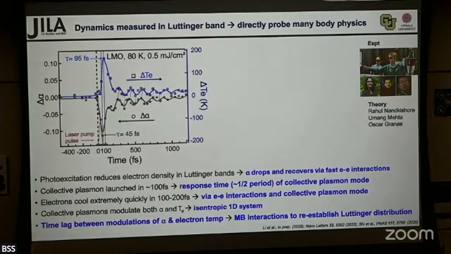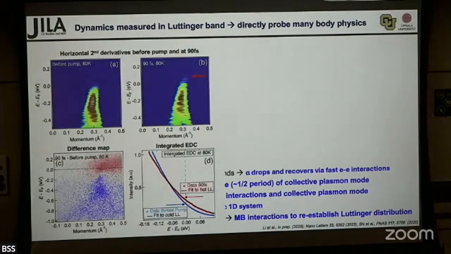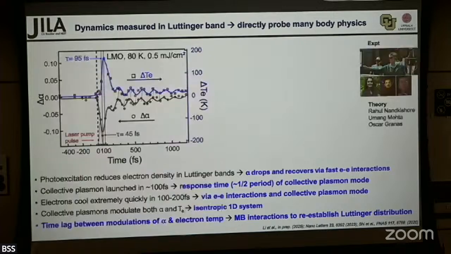And the data, if you do the fits as a function of time, you have to fit both alpha and the electron temperature. So these are fits to the Luttinger distribution. The data are the little circles, and there's a line on top. So the experiment and the theory agree really well. The fit is really good.